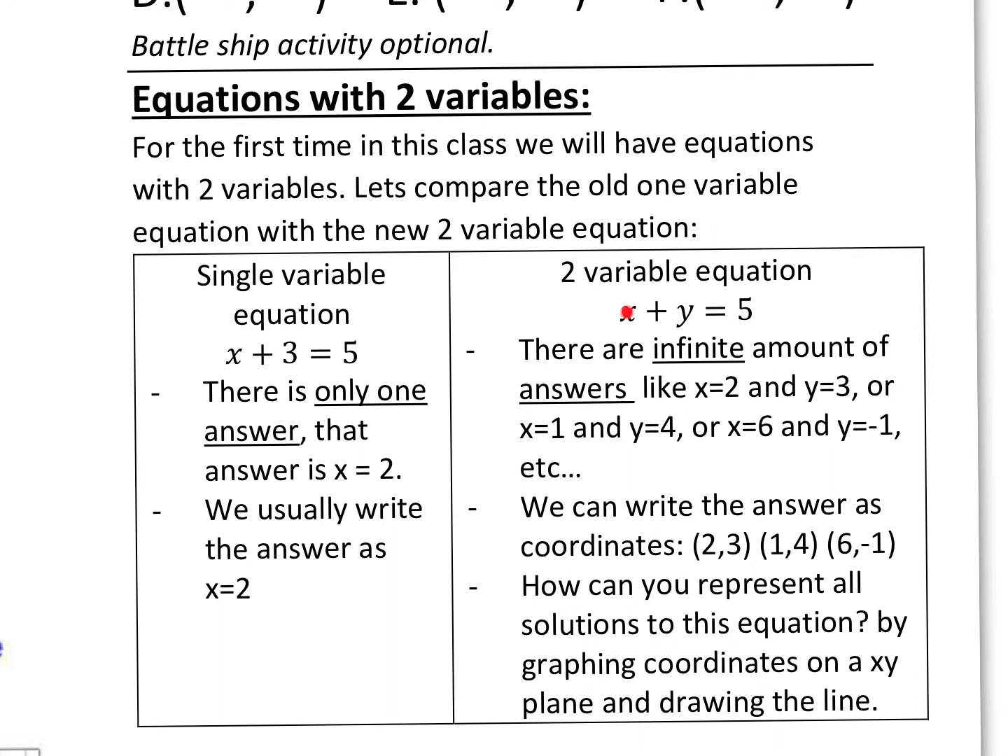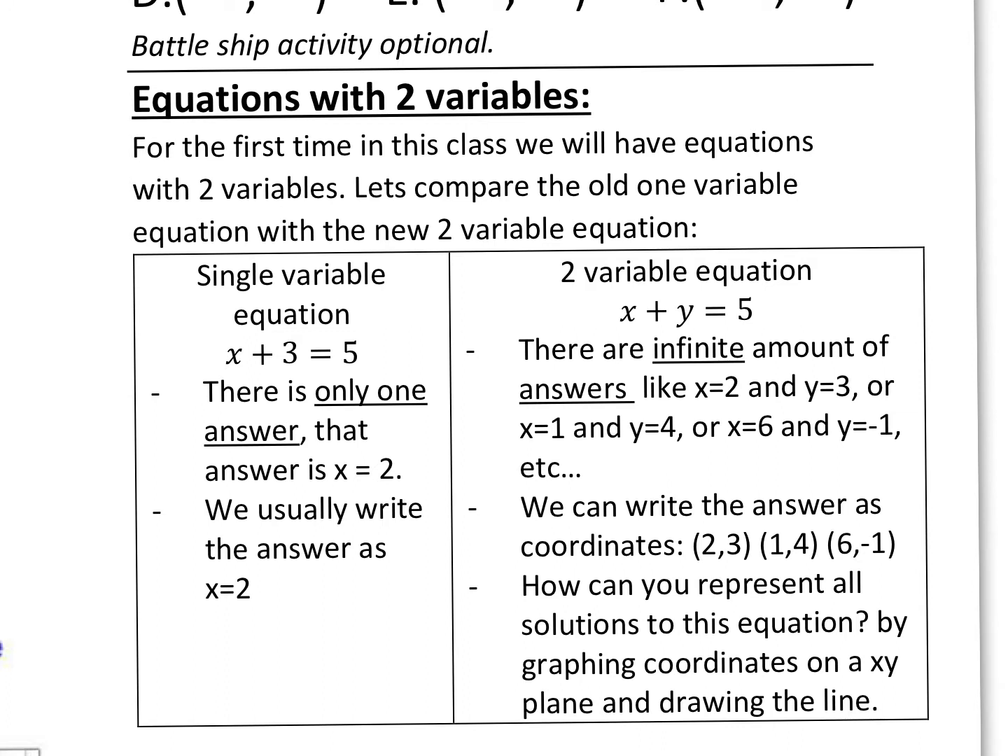Or maybe it's not 2 and 3. Maybe it's 1 and 4, right? 1 plus 4 also equals 5. That's also an answer. Or it could be backwards. Instead of 1 and 4, it could also be 4 and 1, 4 plus 1. Or it could be 6 and negative 1, right? 6 plus negative 1 equals 5. Or it could be 7 and negative 2, which would also equal 5. Or it could be 10 and negative 5, right? That could also equal 5. Or it could be 100 and negative 95. That could also equal 5. I hope we see the idea here that there's an infinite amount of answers, okay?